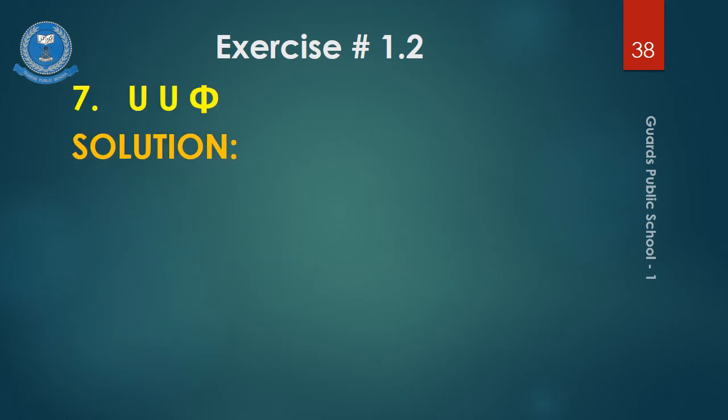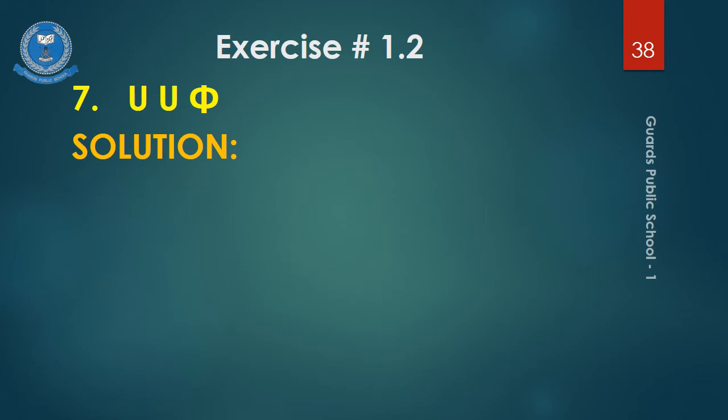Exercise number 1.2 and question number 7 is universal set union phi. Phi is the representation for the null set. First U stands for universal set and second U represents the operation between these two sets which is union. That means required is universal set union null set. Now we are going to find the union of the universal set and null set.